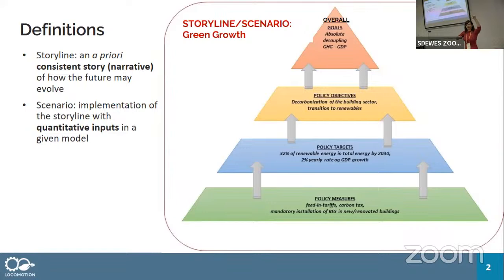So, as you see, we have one overall goal, but as we go down the pyramid, we must have more and more elements in order to achieve the overall goal. Then, going down the pyramid, we have to impose some policy targets in order to achieve the policy objectives. For this specific decarbonization policy objective, we could have, for example, a target of a 32% renewable energy share in the total energy by 2030. This is just an example, but there are many more targets which will help contribute to achieving the policy objectives.